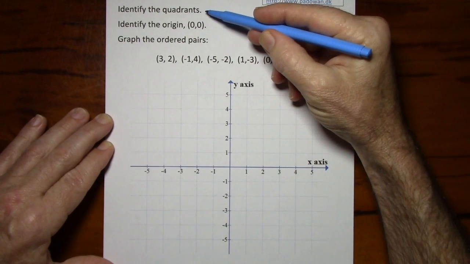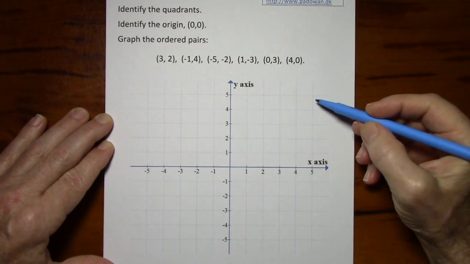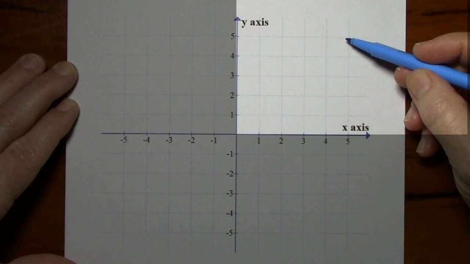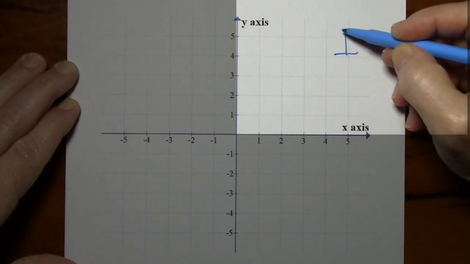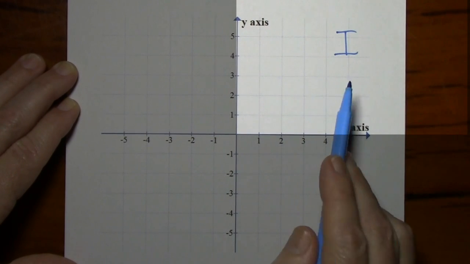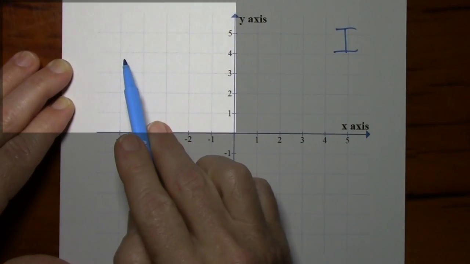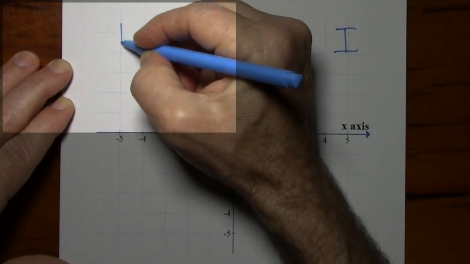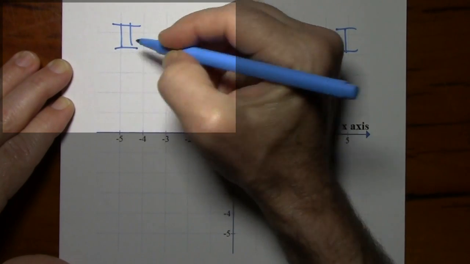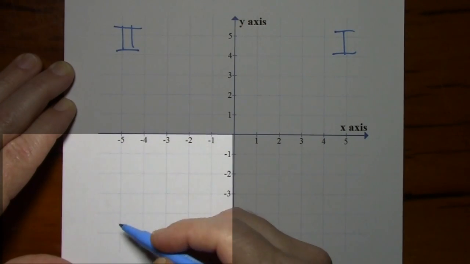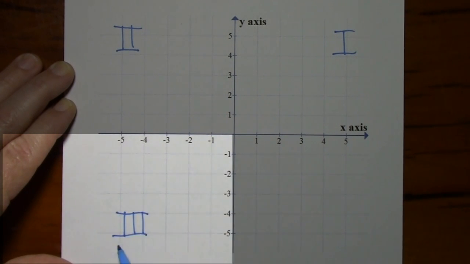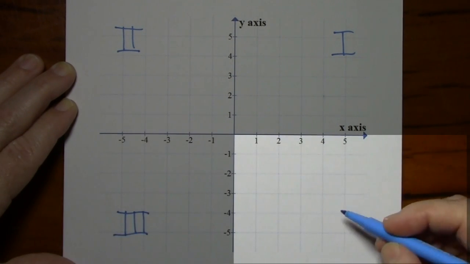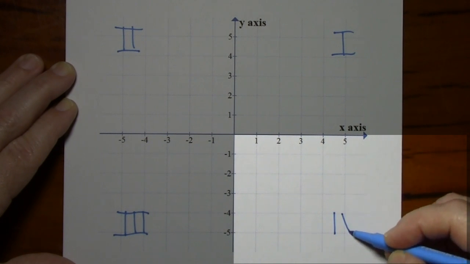Now I'll identify the quadrants. The first quadrant is the upper right-hand one. Typically, Roman numerals are used to identify a quadrant. Then you proceed counterclockwise to the second quadrant, to the third quadrant, and finally to the fourth quadrant.